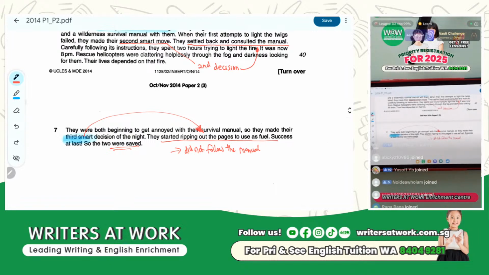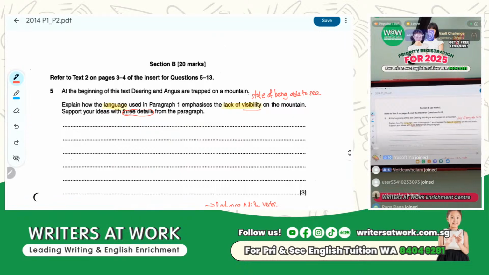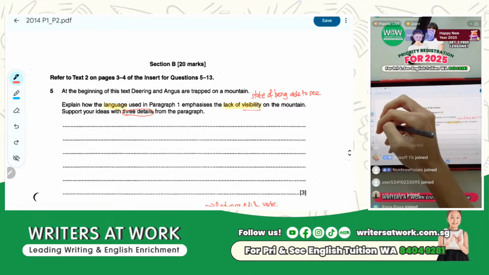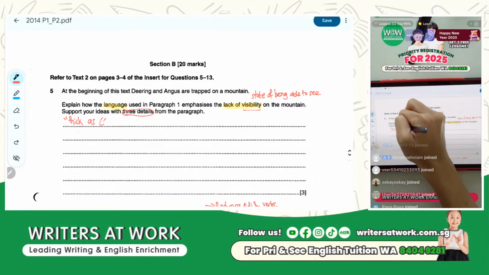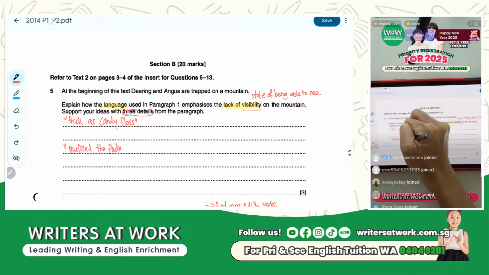Okay, so let's go back to our questions. The first question asks you about the three details, right? As we have discussed earlier, let me write down the three details for you. The first one is thick as candy floss. The second one that we have talked about is muffled the fading sun. And the last one we observe is world purpled down into absolute darkness.